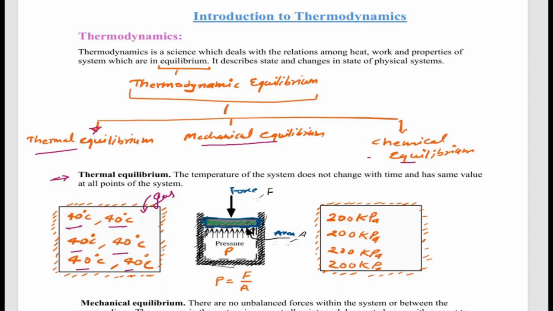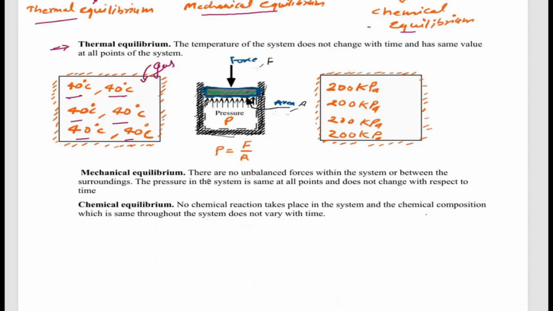Second is mechanical equilibrium. Mechanical equilibrium means there are no unbalanced forces within the system or between the system and surroundings. For example, here this is a piston cylinder arrangement. This piston is moving, which means this boundary is moving. It may move in upward and downward directions.